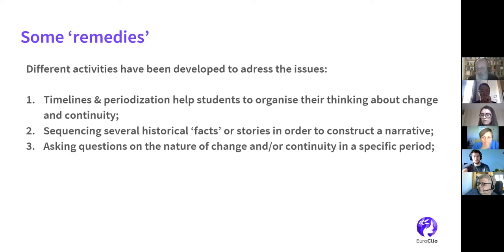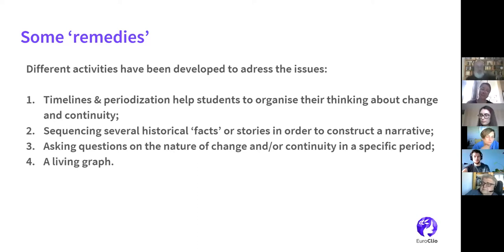And try to address their own ideas from before they came into the classroom. Try to challenge what they think they already know. If we think that the Reformation started in 1517, stress that there has been a much longer development leading up to that.